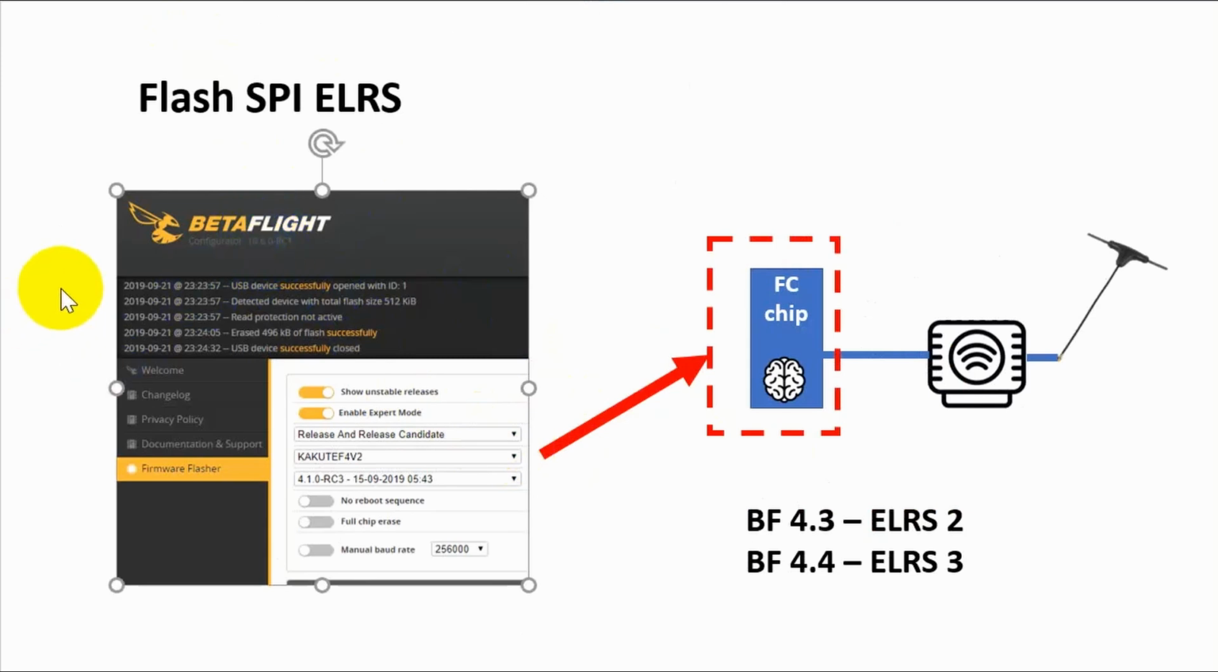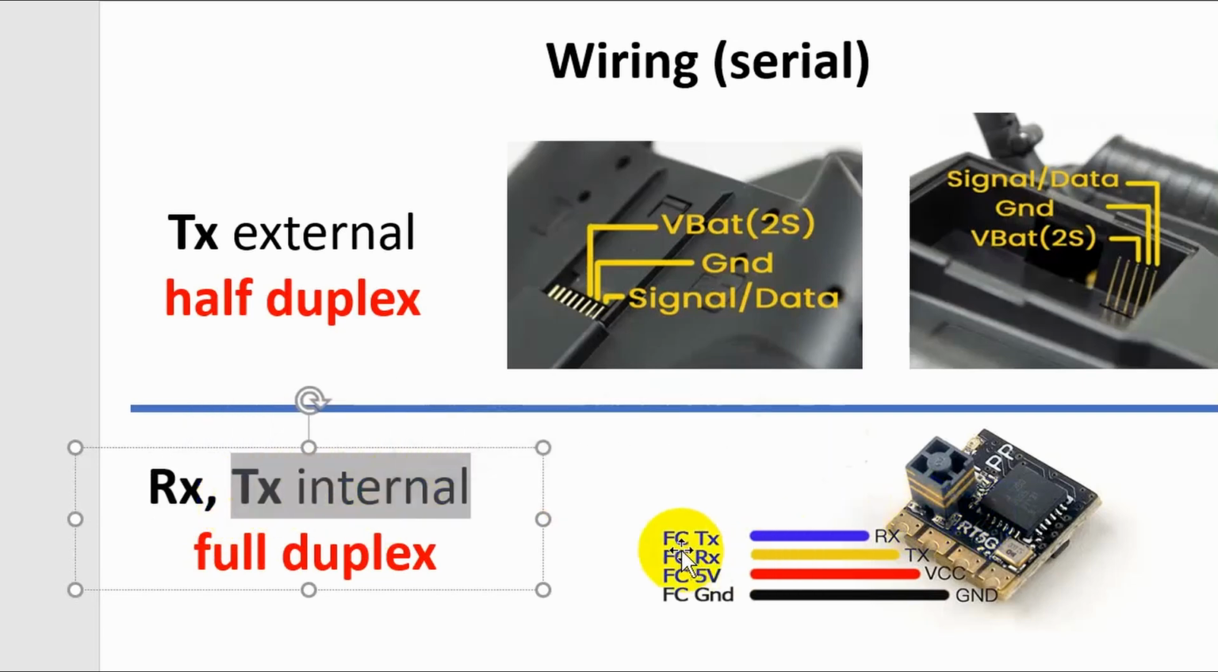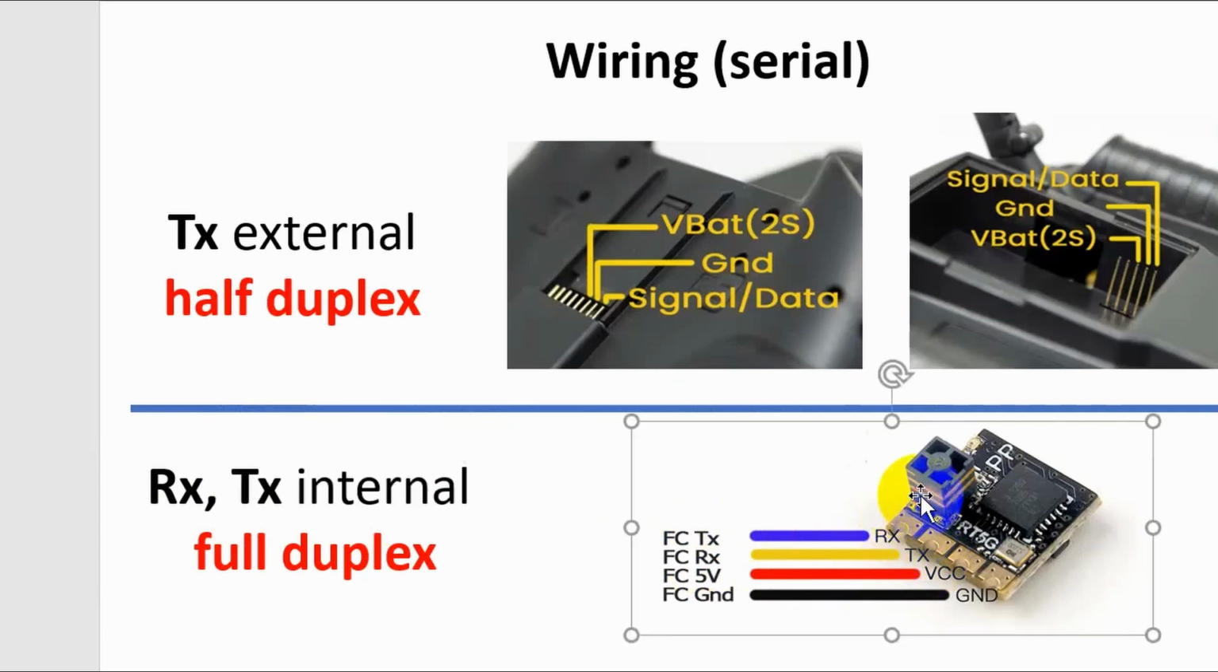And the last thing that I would like to tell is about wiring. Receivers or internal transmitters have a 4-wire connection. It's actually power, ground, and serial transmit and receive, which connect crosswise. So RX on the ELRS chip goes to TX on the flight controller and vice versa.